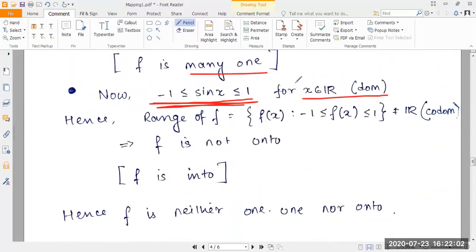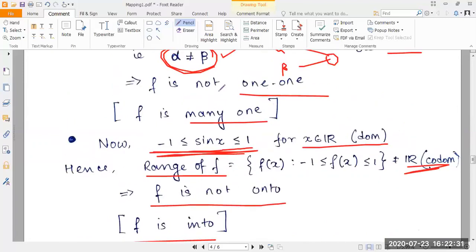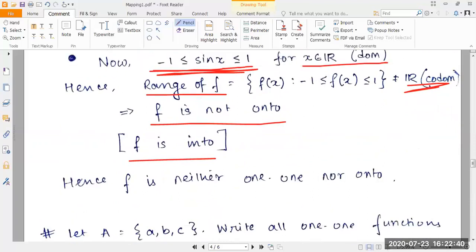So we have this domain set x belonging to R, but for any value of x belonging to R, the value of sin x will lie between minus 1 to 1, which is essentially a subset of the real codomain set. So you see, range of f is not equal to codomain. Range of f is a subset of codomain. So f is not onto, in fact f is an into function. So going by the previous statement, we had said f is not 1-1, f is many-1, and f is not onto, f is into. Hence we can say that f is neither 1-1 nor onto.